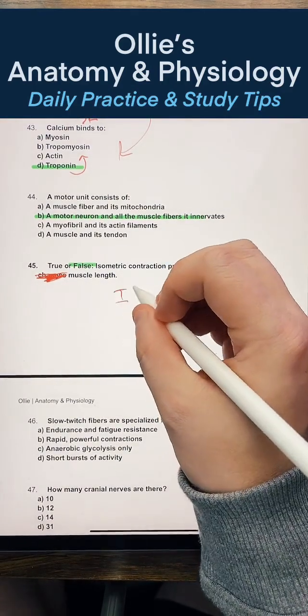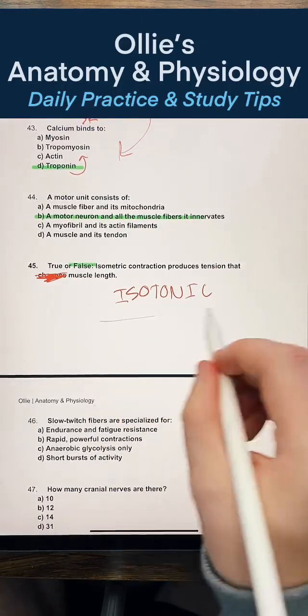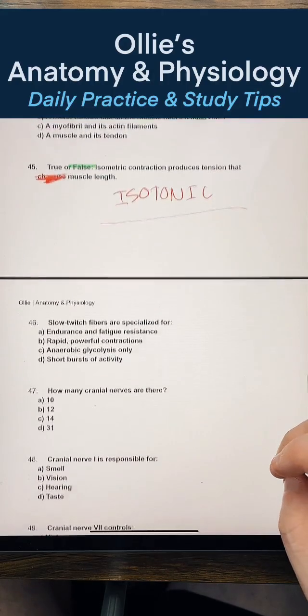Isotonic is a contraction that changes the length of your muscles, so like a bicep curl. But isometric is essentially when you're stable. So a wall sit, a plank, again, the most miserable minute of your life. That's how to kind of remember that one.